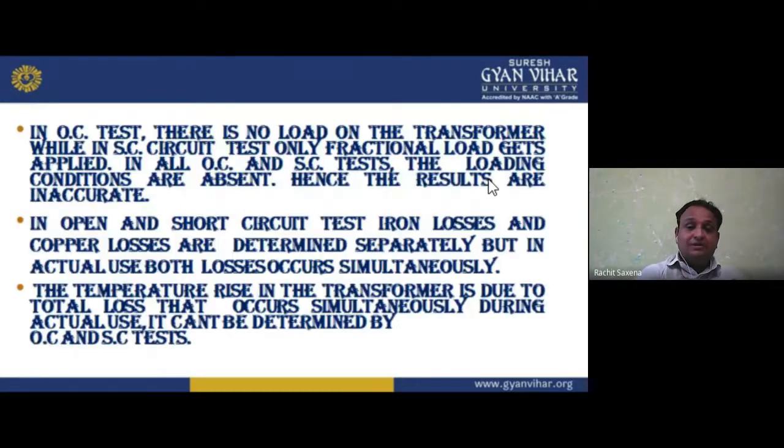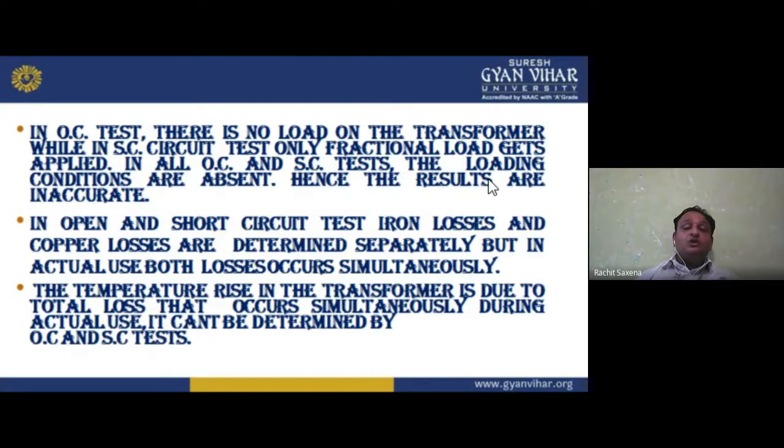In the open circuit test, there is no load on the transformer, while in the short circuit test, only fractional load gets applied. In both OC and SC tests, the loading conditions are absent, hence the results are inaccurate. We are doing them individually and the loading is absent, so we say the results are inaccurate because loading is not there.